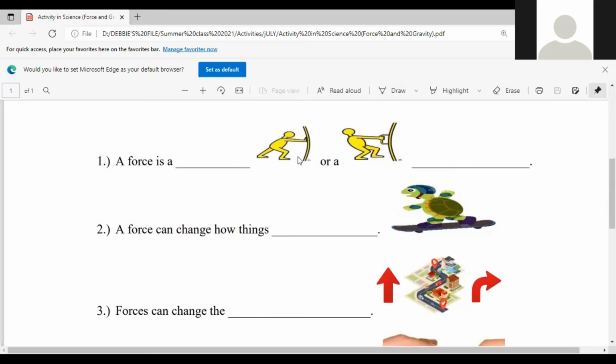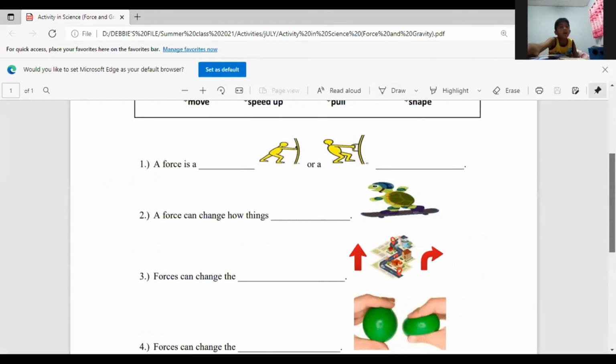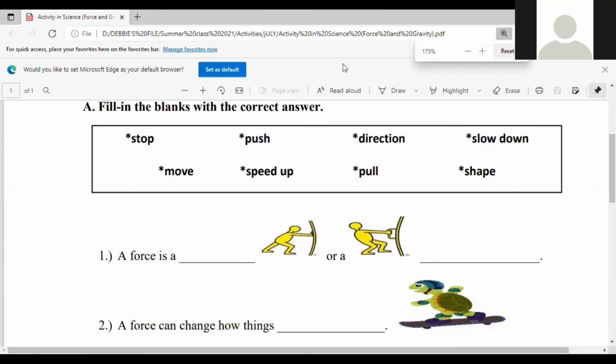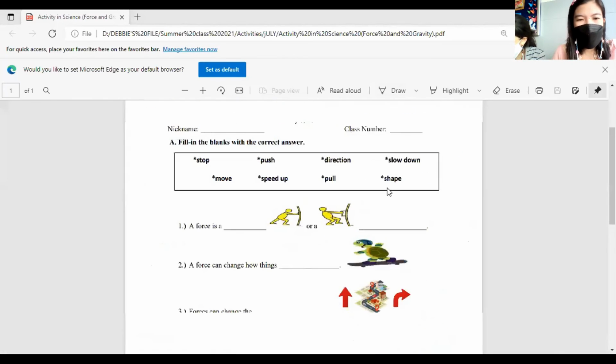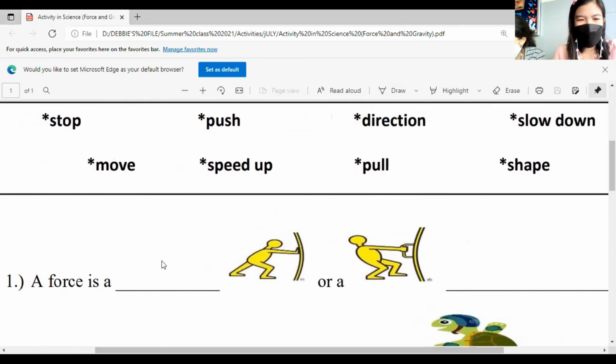We still have time, so maybe we can try to answer this one together, so that later you can just write your answer. เขียนตรงนี้ Is that okay with you? Okay, so let us look at number one. For number one, we have here: a horse is a blank or a blank. What do you think is the answer? Look at the picture. I have pasted some pictures there, so you can choose the answer.